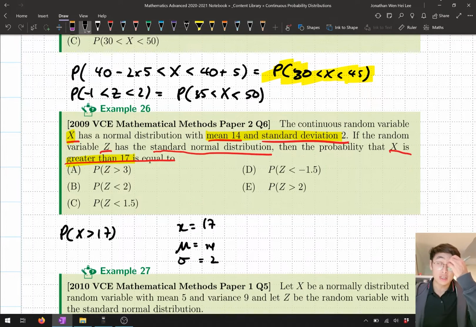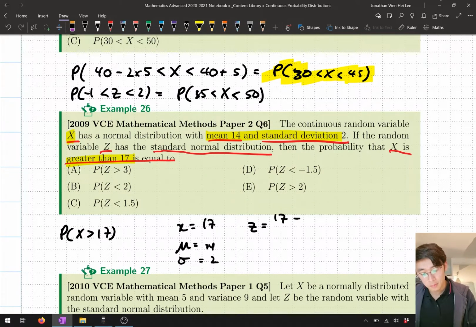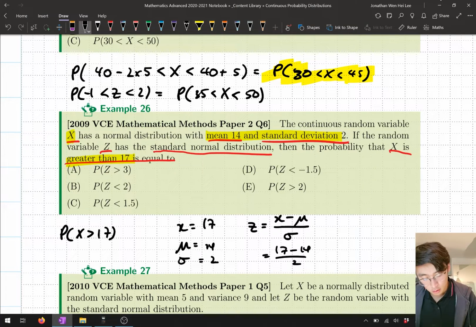And so if I wanted to change this into the standard normal distribution, I'm just going to go z is equal to 17 minus, let me just write the formula down. X minus mu over sigma, which is just 17 minus 14 over 2, which gives you 2. And so here, for this particular, is that 2? No, that's 1.5, my bad. So here, if I wanted to find the probability that x is greater than 17, that's just equivalent to the probability of z being greater than 1.5.